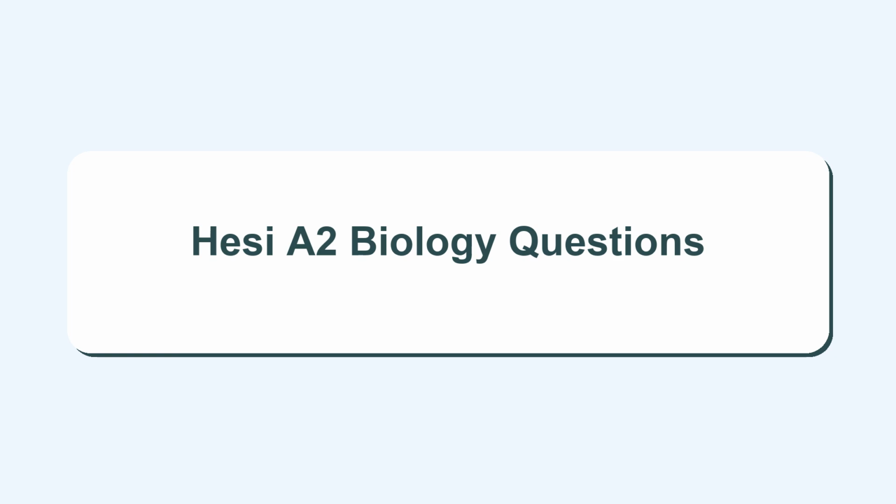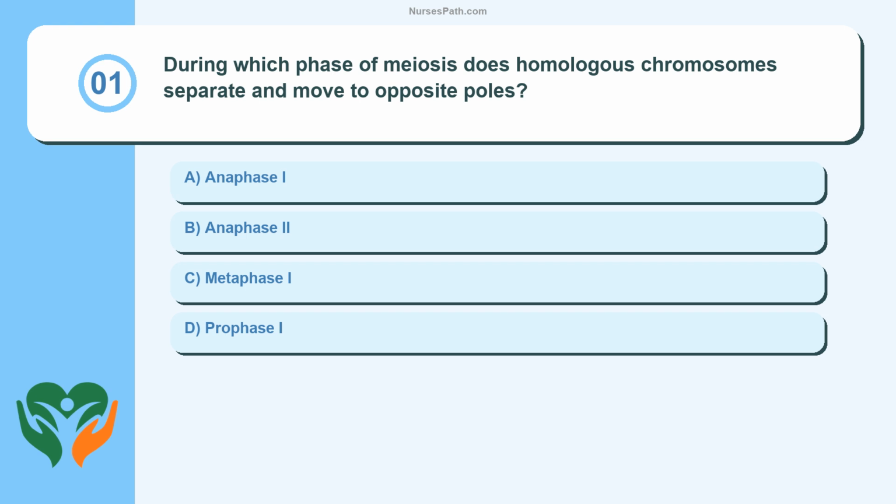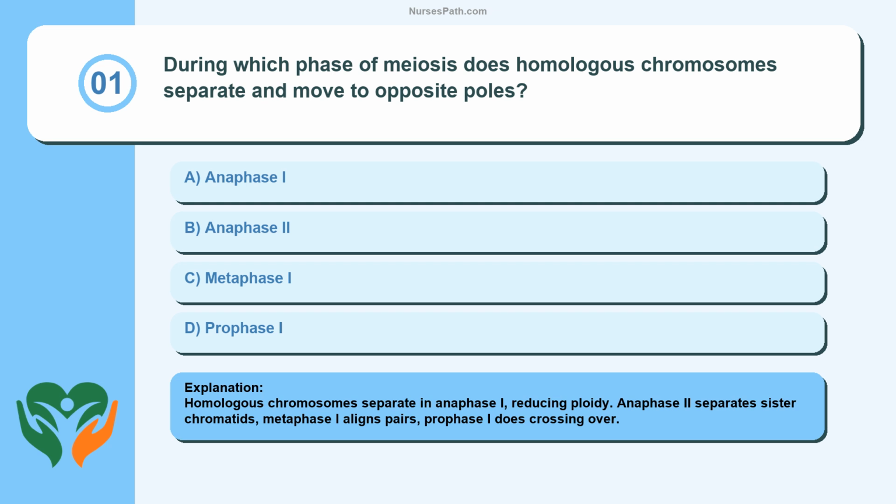HESI A2 Biology Questions. Question 1. During which phase of meiosis do homologous chromosomes separate and move to opposite poles? Anaphase I, anaphase II, metaphase I, prophase I. Homologous chromosomes separate in anaphase I, reducing ploidy. Anaphase II separates sister chromatids, metaphase I aligns pairs, prophase I does crossing over.